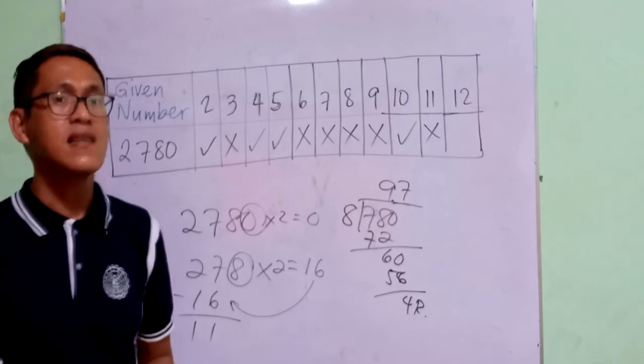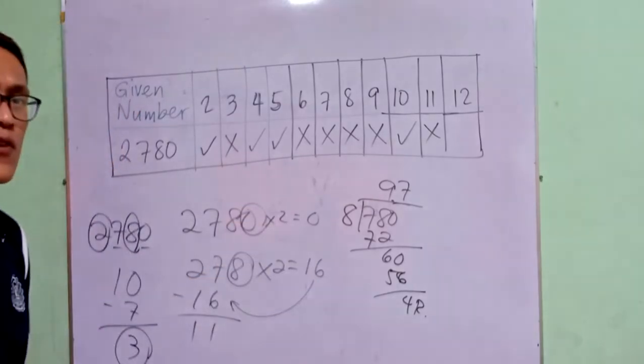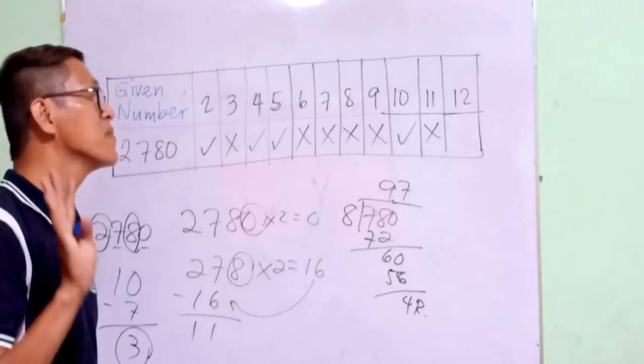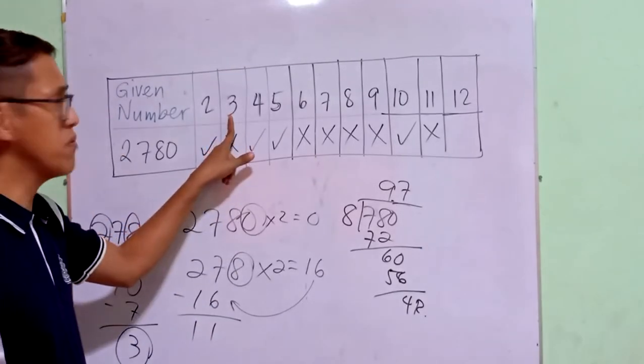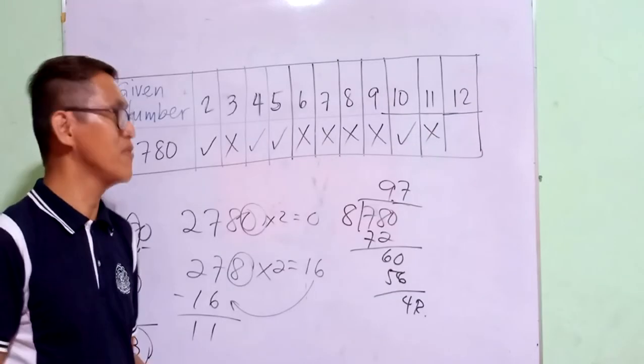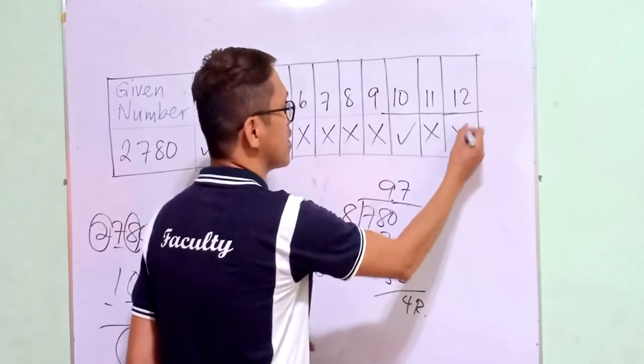And lastly, 12. What's the rule for 12 again? It must be both divisible by 3 and 4. It's not divisible by 3, only by 4. So it's not divisible by 12. So we'll put an x there.